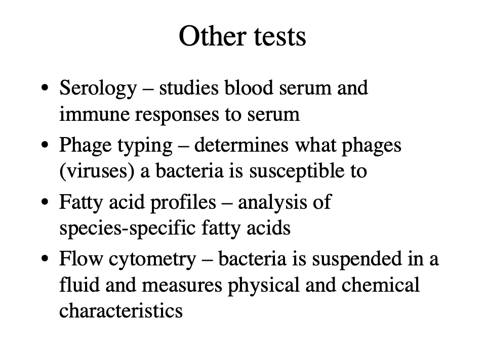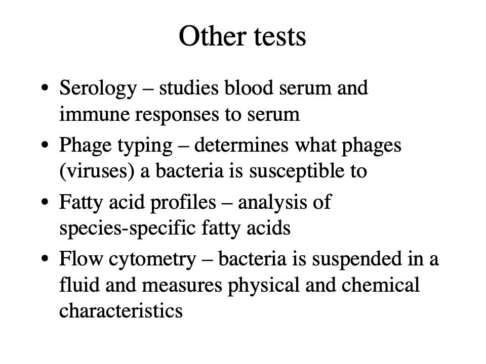Here are a few other tests that we can use for identification purposes. A Western blot is a type of serology test. It uses the blood serum from a patient and examines the immune responses. It's looking for the antibodies. We can look at a patient's blood serum in different types of serology tests like a Western blot.